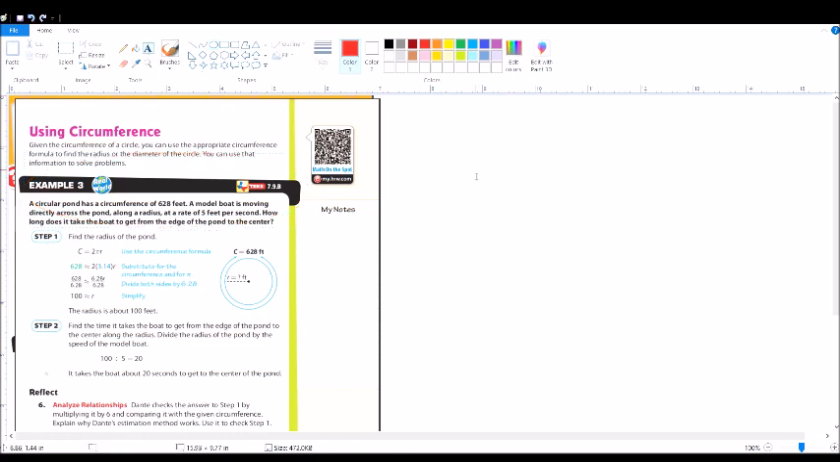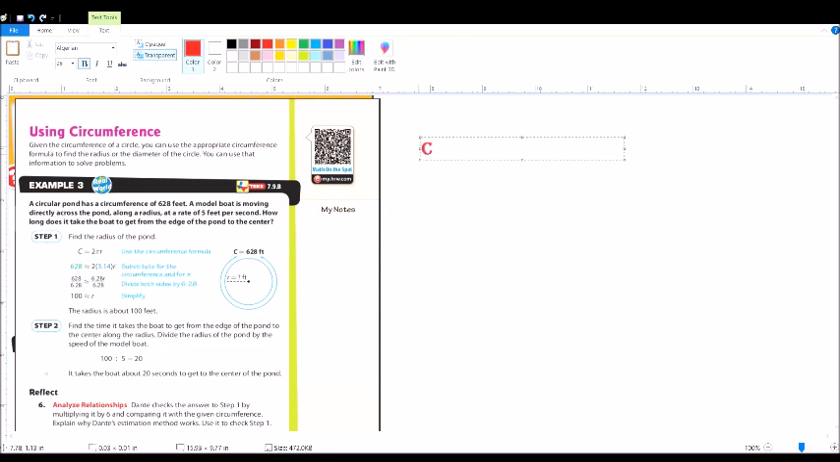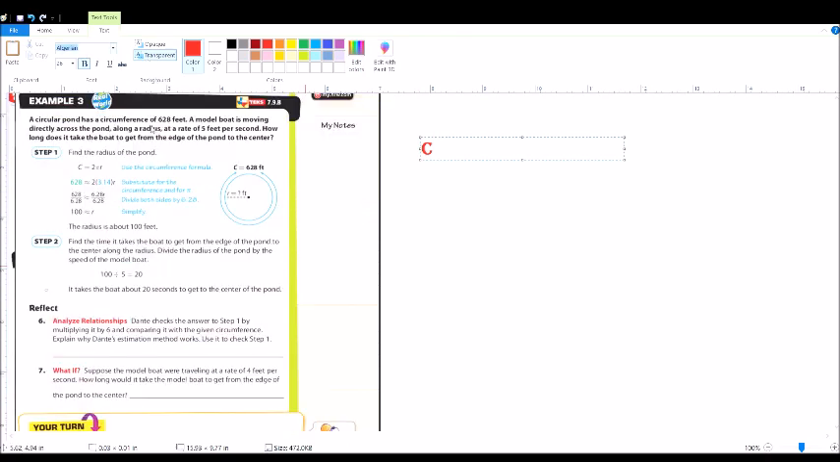So moving over to our workspace, we have the circumference. First, as always, we will switch to a less ridiculous font. And we know that the circumference equals 2 pi r. Now we're going to enter the values that we know. The circumference of the pond is 628 feet. So 628 feet equals 2 times 3.14, the approximate value of pi, times the radius, which we still do not know.